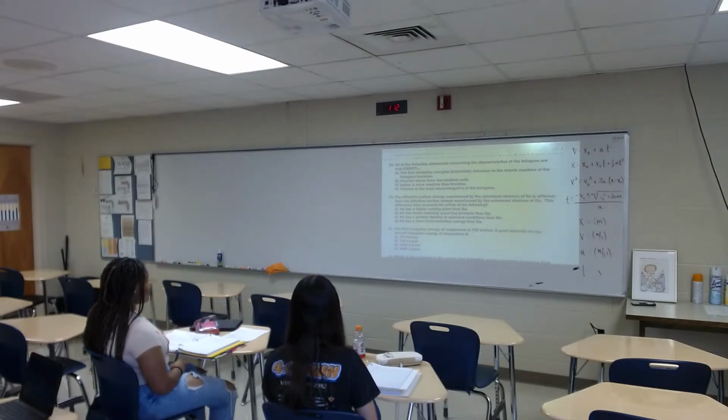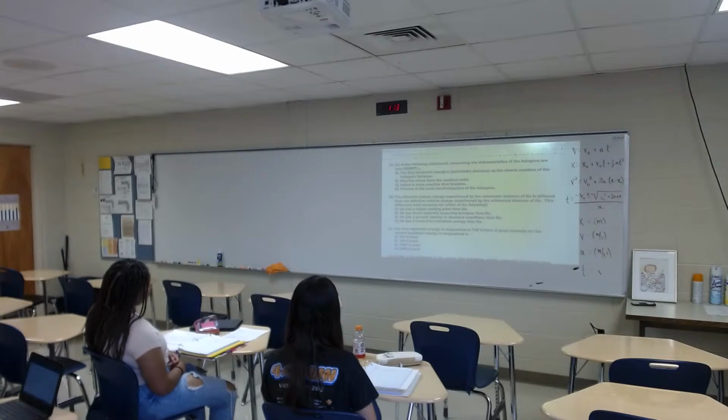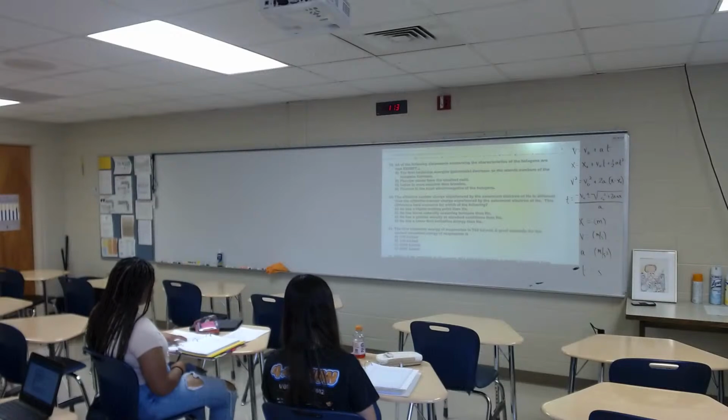Number 19. All of the following statements concerning the characteristics of halogens are true except what? So that means we're looking for a false statement, right? Taking one at a time. First, ionization energies decrease as the atomic numbers of the halogens increase. That is a true statement. B, fluorine atoms have the smallest radii. That is a true statement.